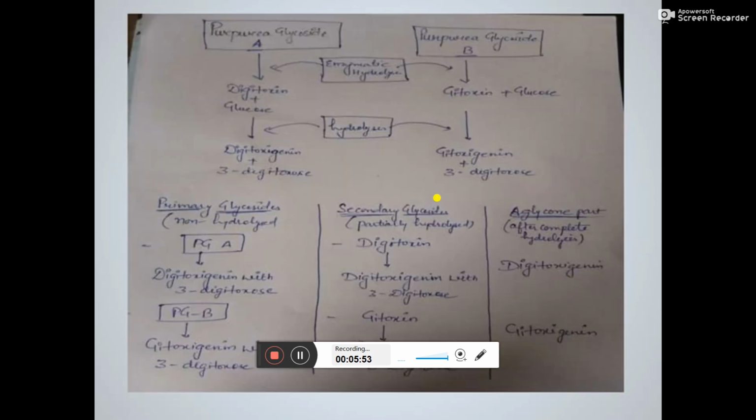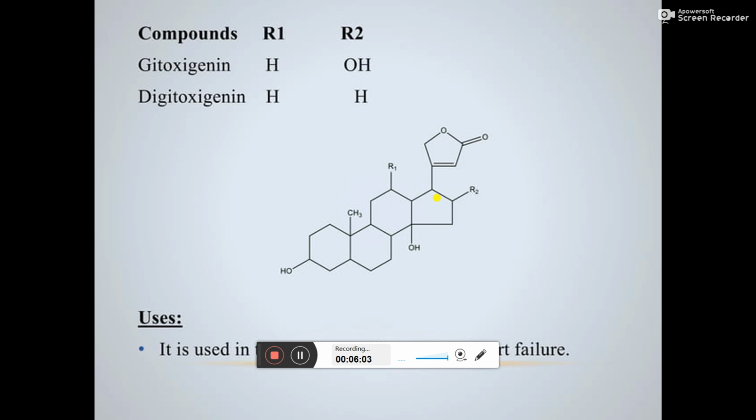And this is about the formation of secondary glycosides from purpurea glycoside A and purpurea glycoside B. And this is the difference between the structure of gitoxigenin and digitoxigenin.